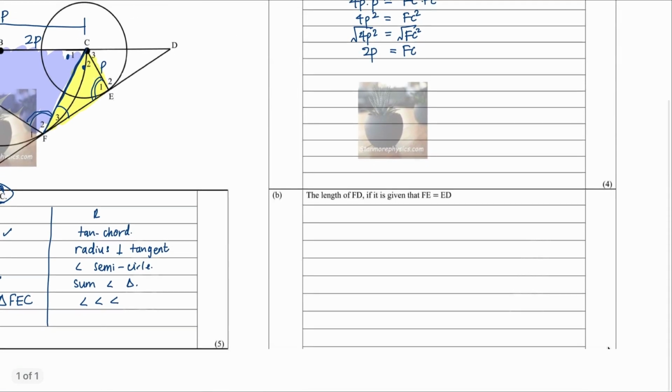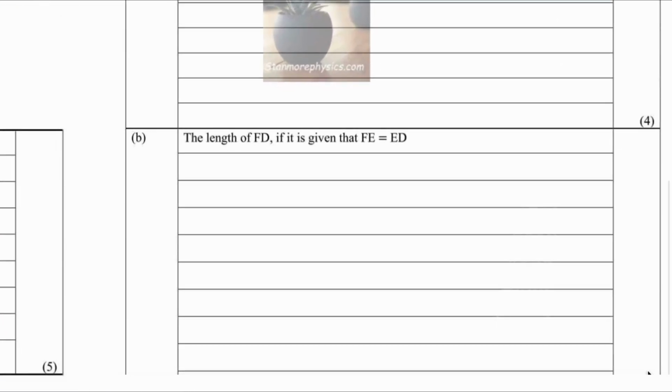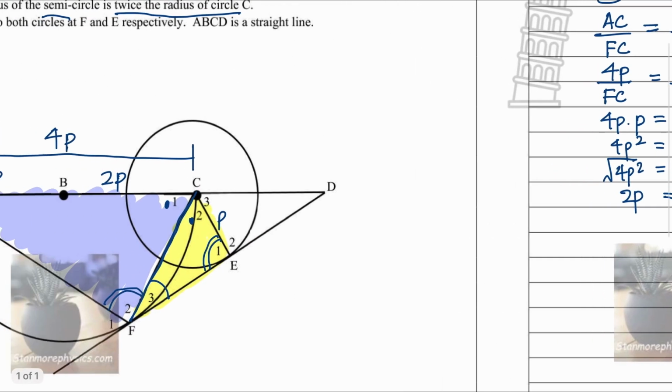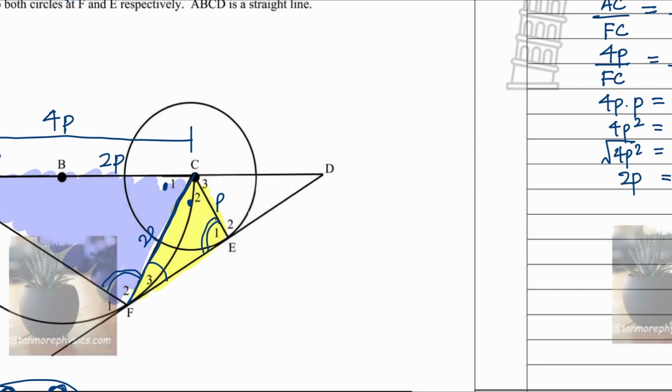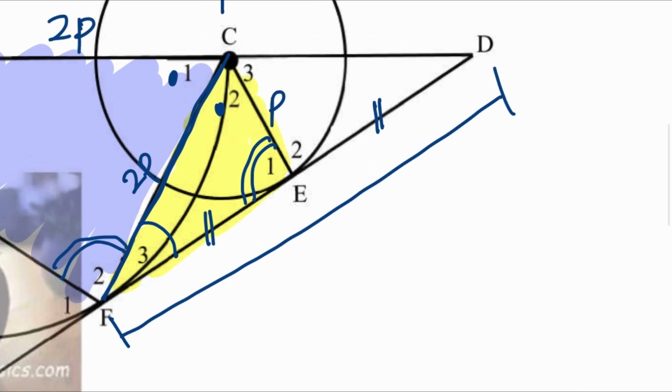Now let's take a look at this next question, which reads, calculate the length of FD if it is given that FE is equal to ED. So we worked out the length of FC, let's put that there. If we focus on this yellow triangle, we know that E is 90 degrees. So we can use Pythagoras to solve for FE. And if we know what FE is, then we know what ED is, then we can solve for FD.